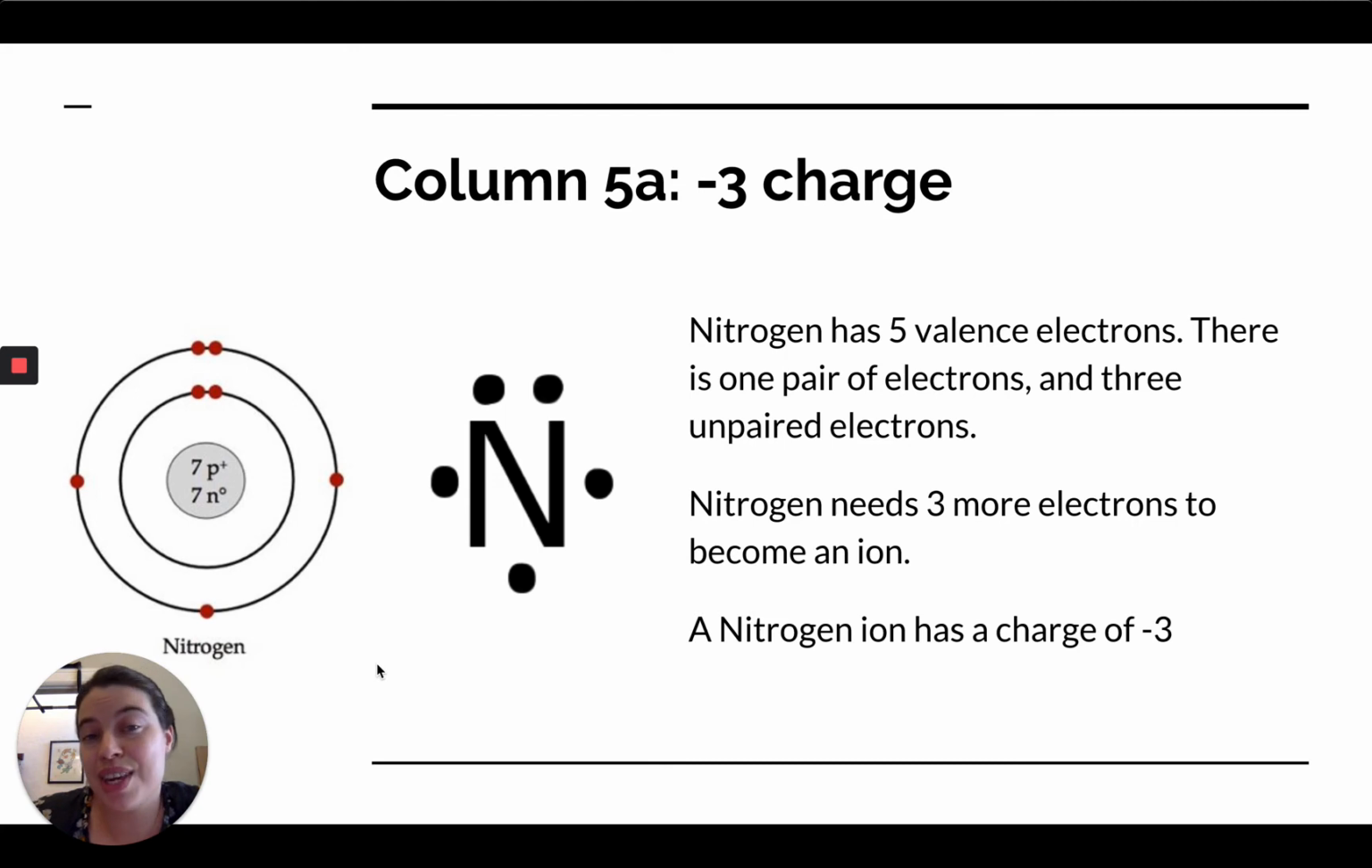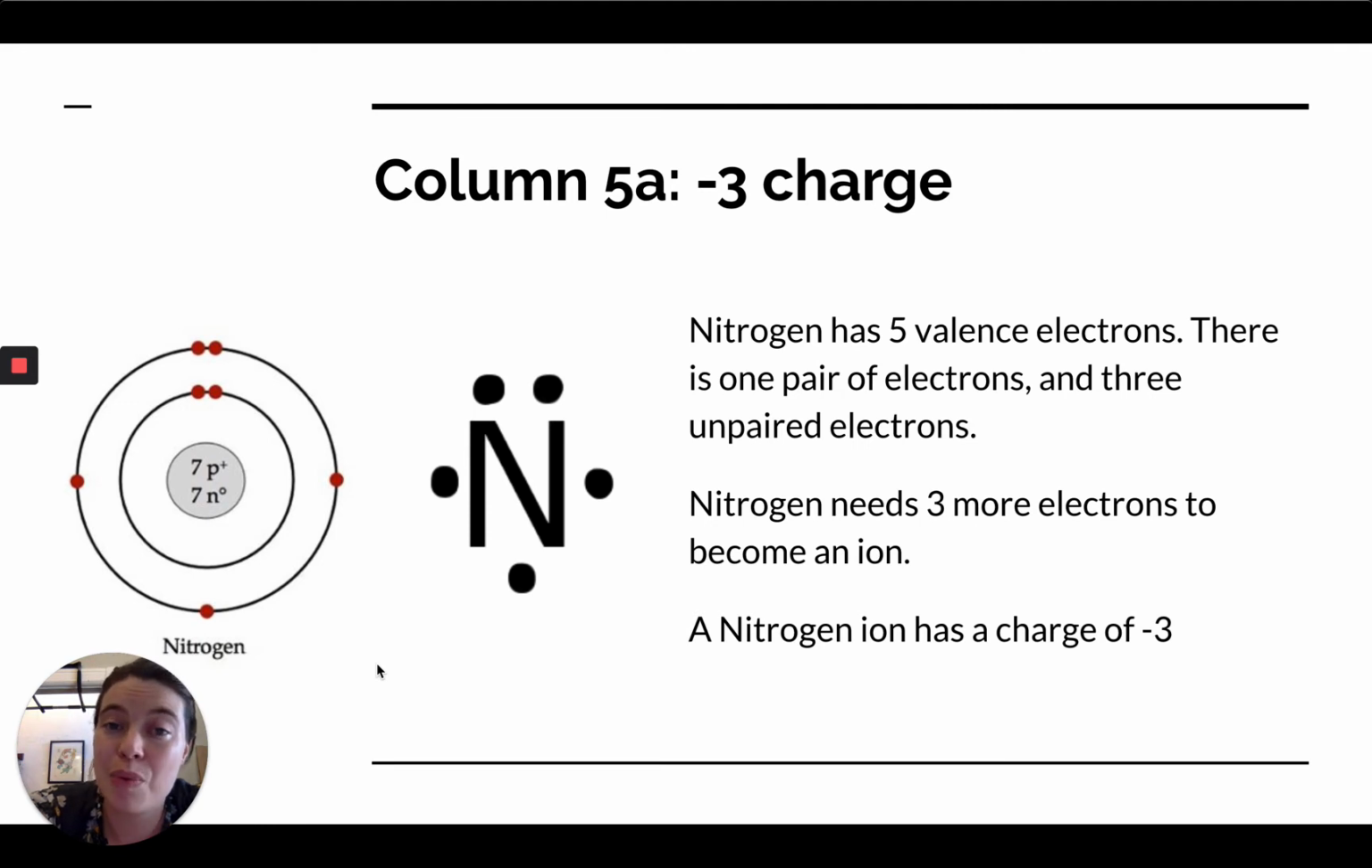As we move through this, you're going to hear me talking about paired versus unpaired valence electrons a lot. That's because that idea of which electrons are in pairs and which ones are unpaired is going to be extremely important for understanding covalent bonds.